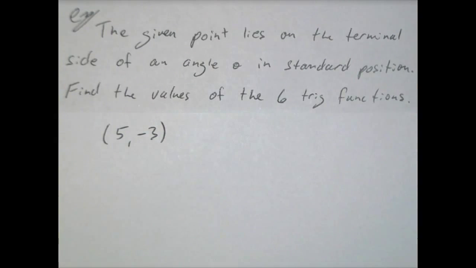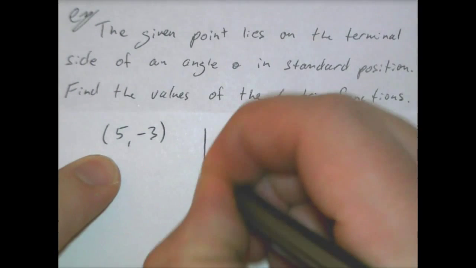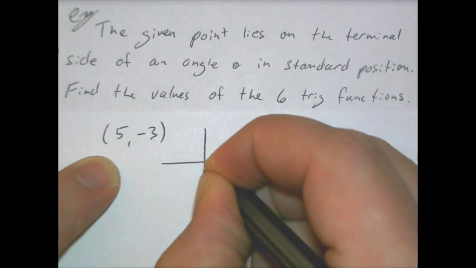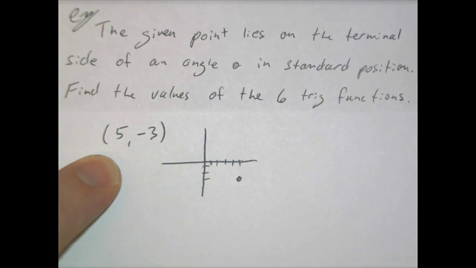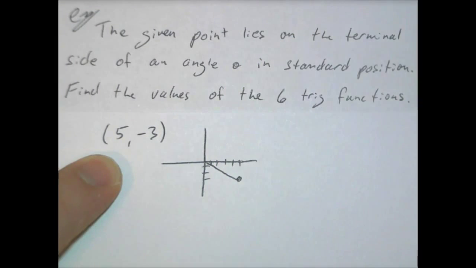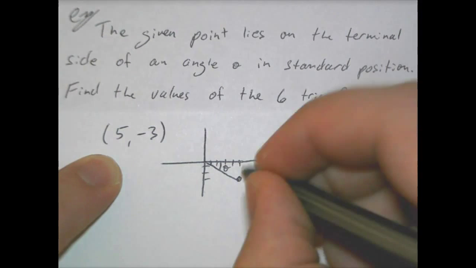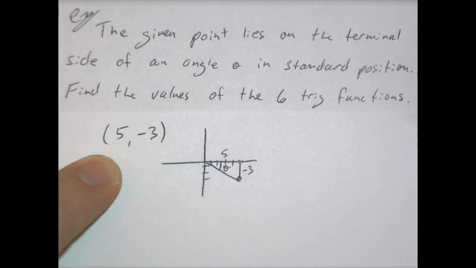So for instance, we have something like this. The given point lies on the terminal side of an angle theta in standard position. Find the values of the 6 trig functions. Okay, well if I pick this point, and I know this point is 1, 2, 3, 4, 5 in that direction. I know it is 3 down. There's my point. It says it lands on the terminal side of an angle in standard position. So what that means is I have kind of an angle right there. And this 5, negative 3, well, it went 5 units in that direction and negative 3 in that direction.